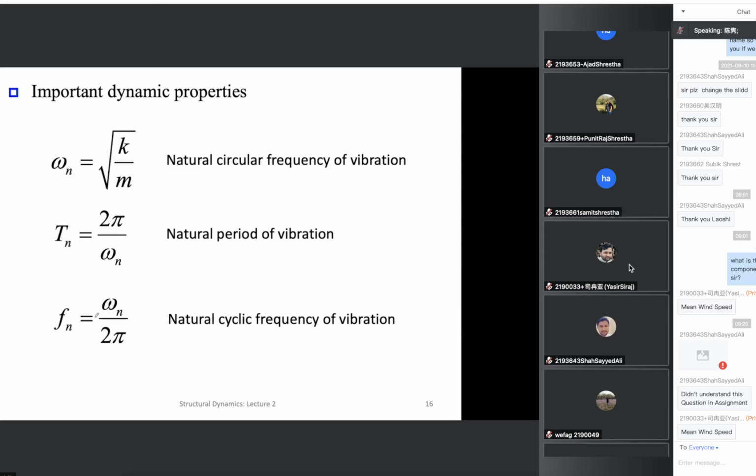And fn we call the natural frequency of vibration. The three can be converted between each other, but they have the same meaning. These are the important dynamic properties of the structure. So this is very important.